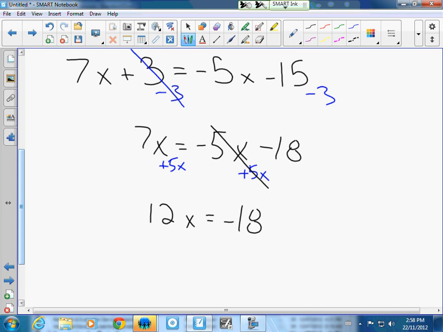Okay, is x by itself? No, what's attached to it? And how is that 12 attached to it? Multiplication. So then we need to do the opposite, so we need to divide. One side or both sides? Both sides. Okay, so we divide by 12 and we divide by 12. Those are gone. x equals negative 1.5.